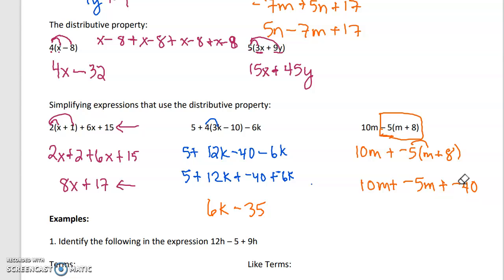And then finally, I can combine my like terms. 10m plus negative 5m, or minus 5m, is 5m.